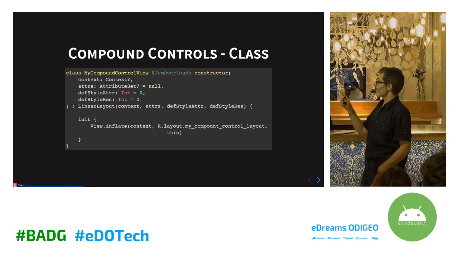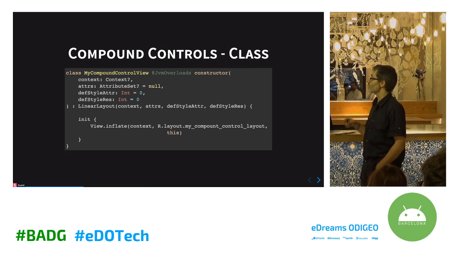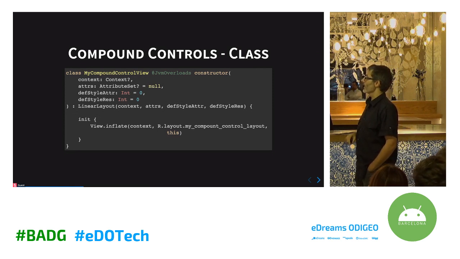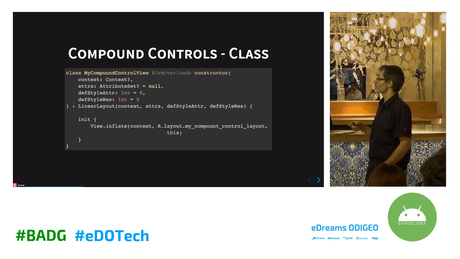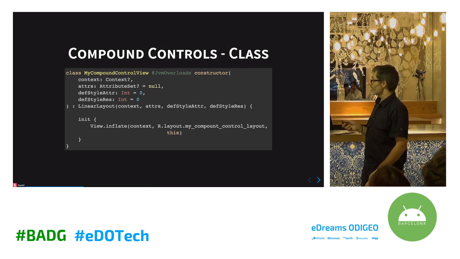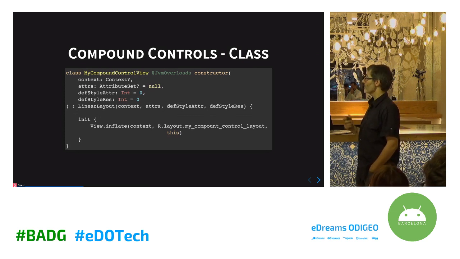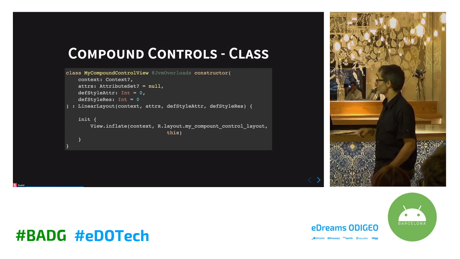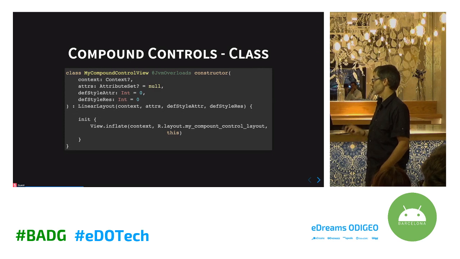We use default values for the parameters, and then Kotlin creates all 4 constructors. So it creates a constructor that accepts a context. It creates another that accepts a context and uses the 3 default values. It creates another constructor that accepts context and the attribute set, etc. And during initialization, what we do is we inflate the control. We give the layout ID, and we attach it to this, which is the control we are creating.